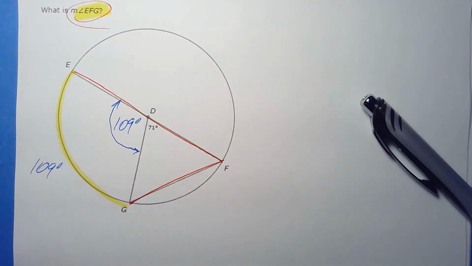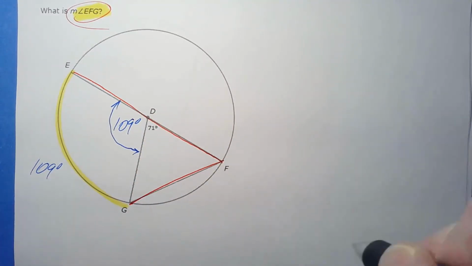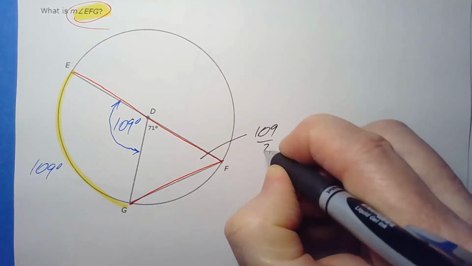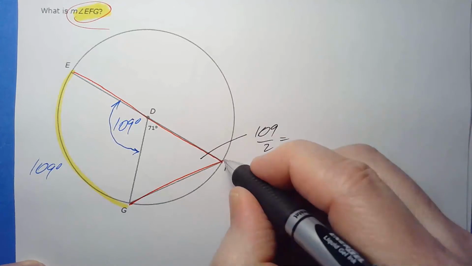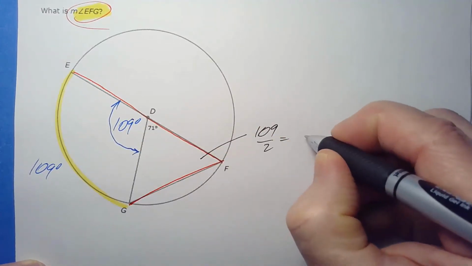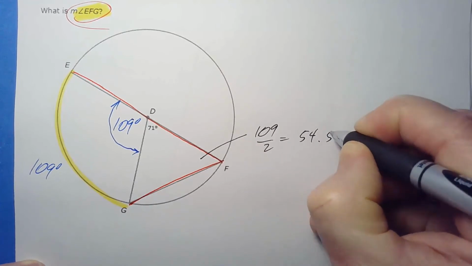Okay. Well, F has to be 109 divided by 2, right? This is half the size of the central angle. So half of that is 54.5 degrees.